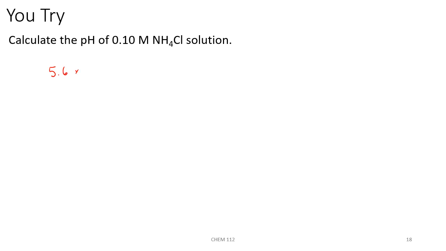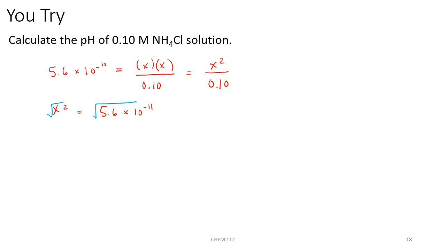So we have 5.6 times 10 to the negative 10th, our Ka for ammonium, is equal to X for our ammonia and X for our hydronium all over 0.1 molar. That was our concentration of our ammonium ion initially. That'll be X squared over 0.1 molar. X squared is equal to 5.6 times 10 to the negative 11th when we multiply both sides of the equation by 0.1. And then we'll square root both sides to give us X.